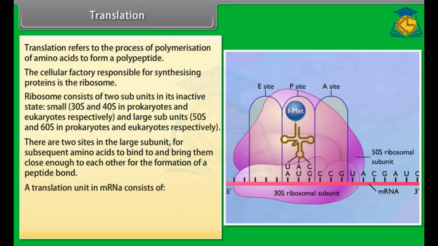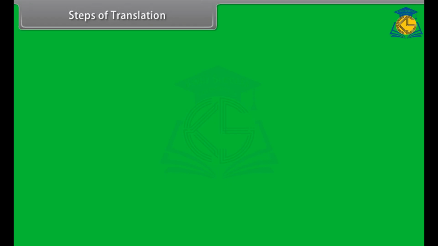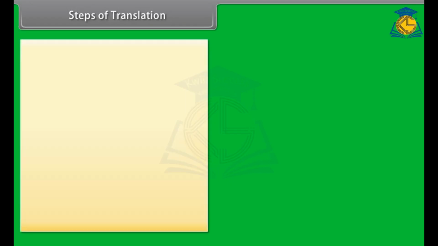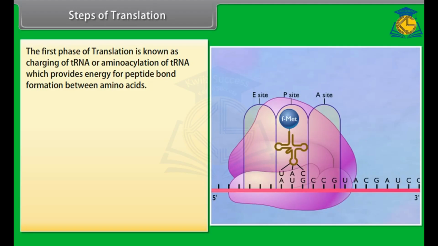A translation unit in mRNA consists of start codon AUG, stop codon, and untranslated UTR regions. Steps of translation. The first phase of translation is known as charging of tRNA or aminoacylation of tRNA, which provides energy for peptide bond formation between amino acids.